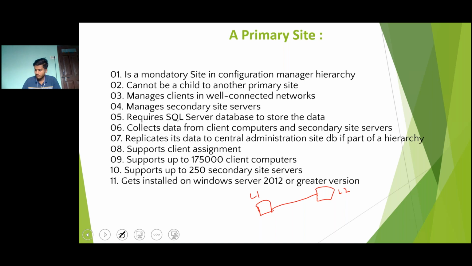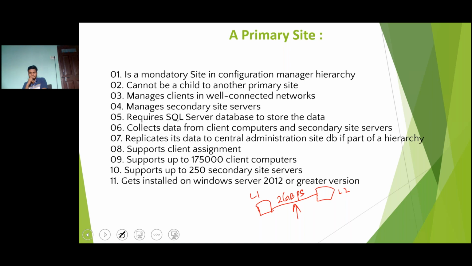Now the connectivity is a WAN network, but the connectivity is as good as LAN. For example, 2 Gbps, 2 gigabit per second. If you have this kind of connectivity, it's a well-connected network, right? So it can manage devices in these two locations. You don't need a secondary site if the connectivity is as good as this. Secondary is needed only to control the network bandwidth.